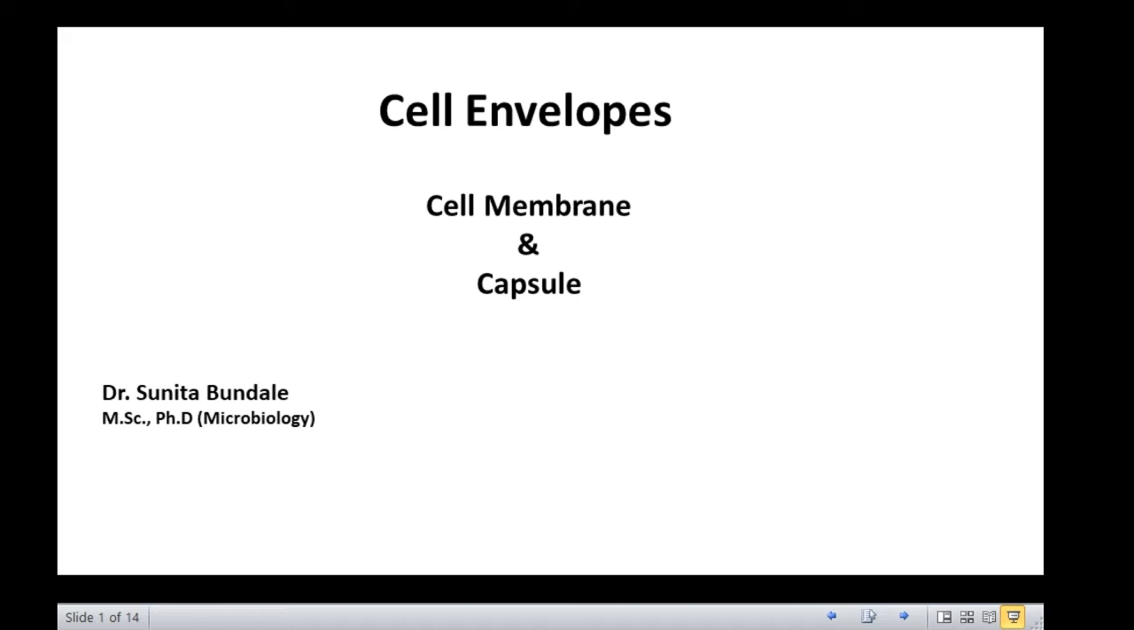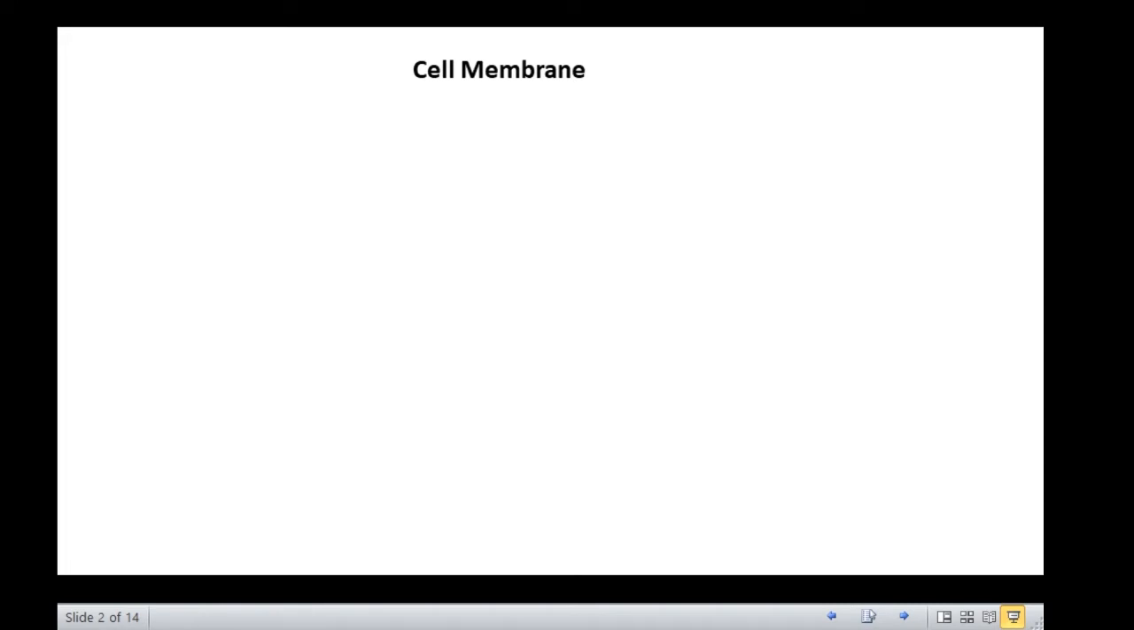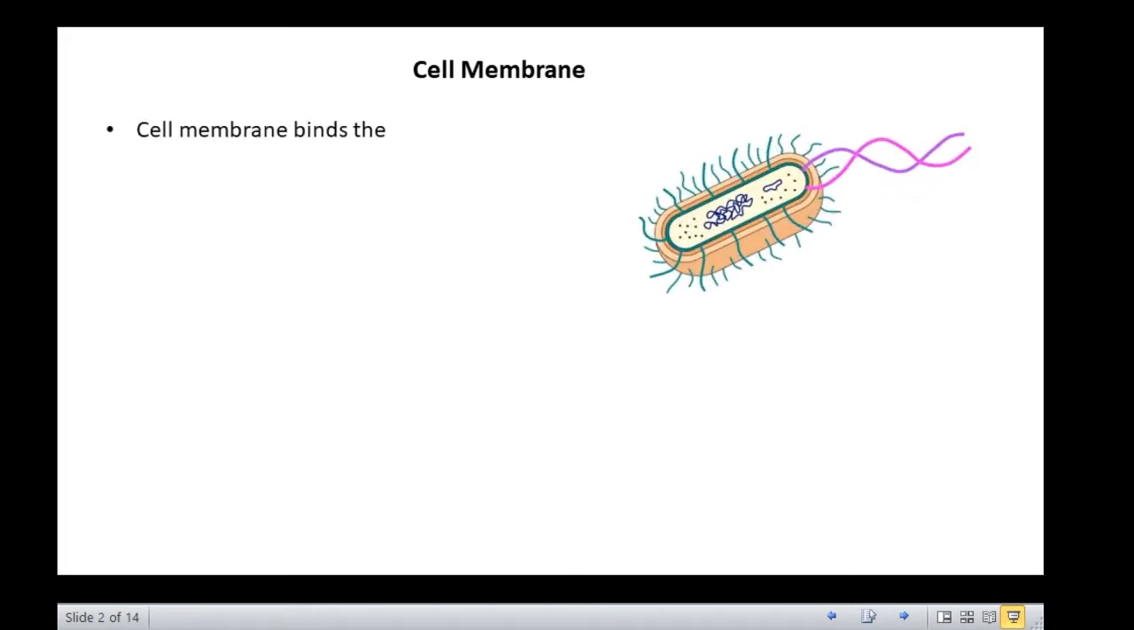In this lecture, we are going to discuss two important cell envelopes present in a bacterial cell, cell membrane and capsule. All cells possess a cell membrane, which binds the cytoplasm and the cytoplasmic organelles and is present inside the cell wall. The structure of the cytoplasmic membrane is quite simple.